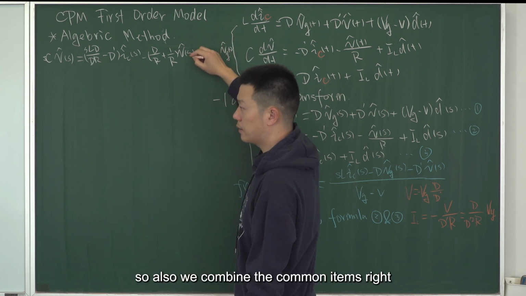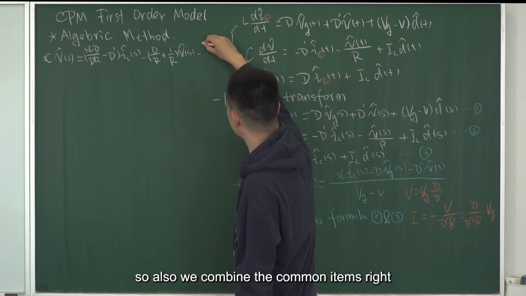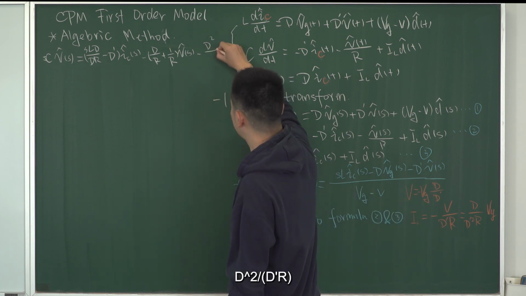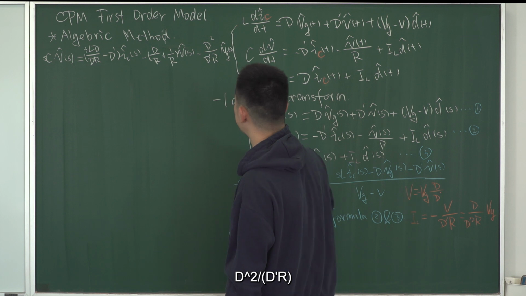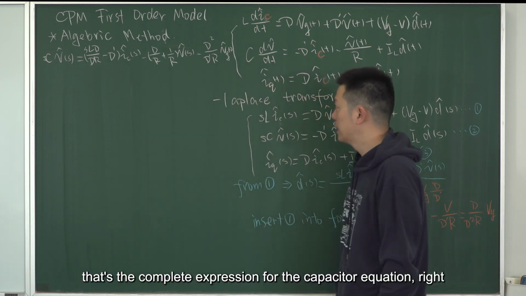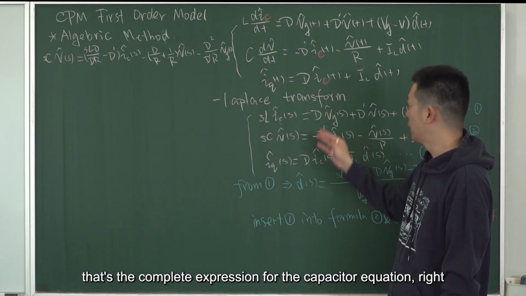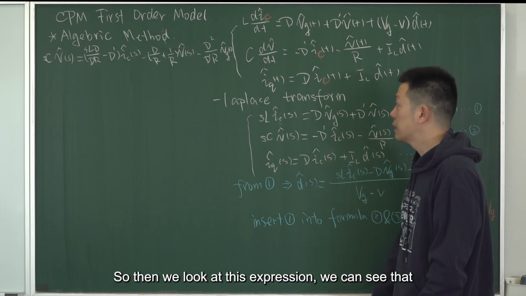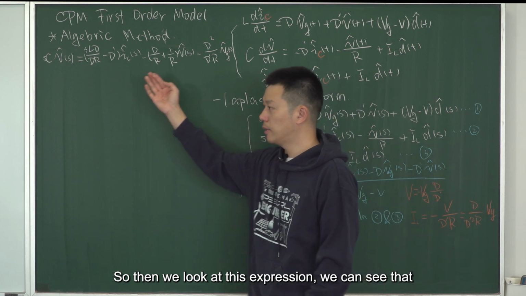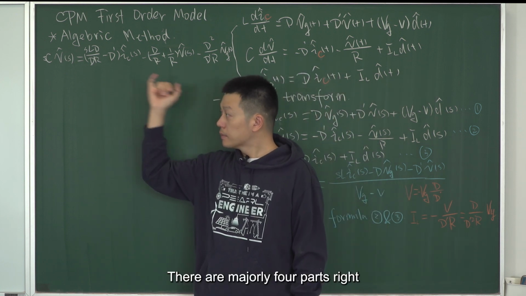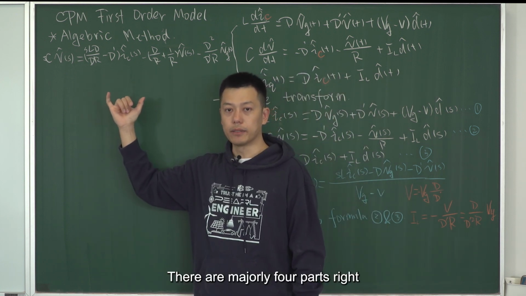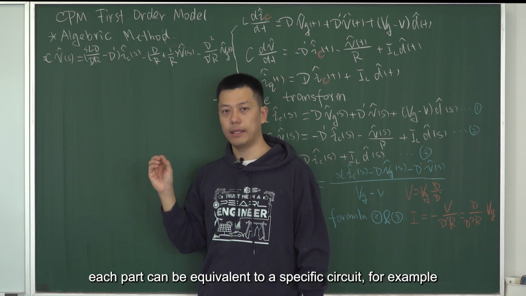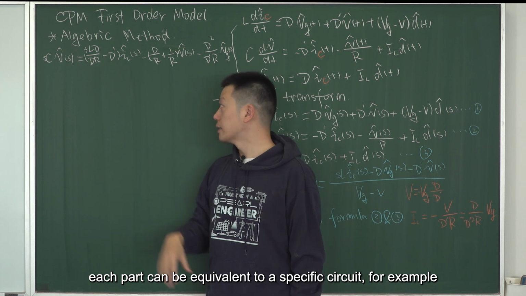So also we combine the common items, right? Its coefficient is just here, D square over D prime R. That's the complete expression for the capacitor equation, right? So then we look at this expression, we can see that there are majorly 4 parts, right? Each part can be equivalent to a specific circuit.